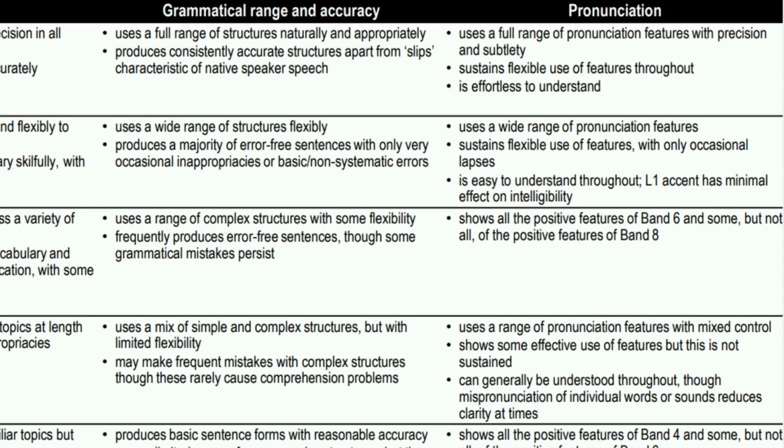For getting a band 8, you should use a wide range of pronunciation features, sustained flexible use of features with only occasional lapses. Is easy to understand throughout. L1 accent has minimal effect on intelligibility. For getting a band 9 for pronunciation, you should use a full range of pronunciation features with precision and subtlety. Sustained flexible use of features throughout is effortless to understand.